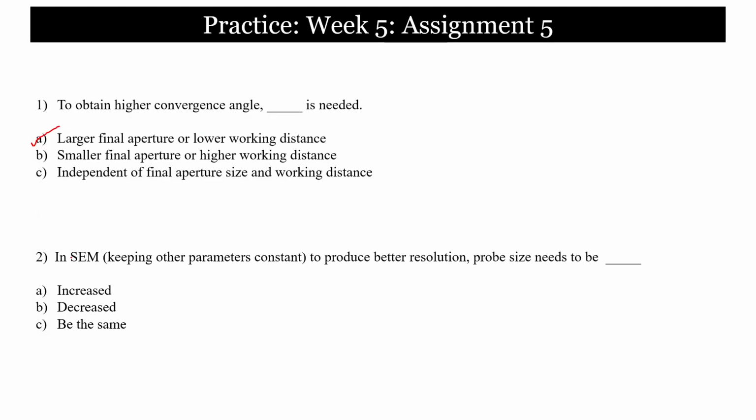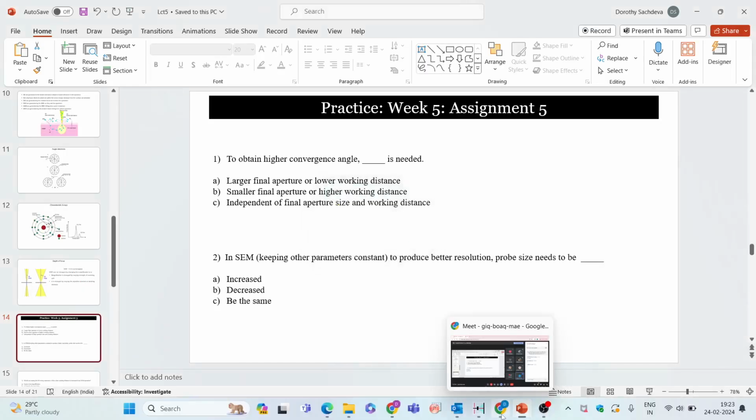The question number 2 says, in SEM, keeping other parameters constant to produce better resolution, probe size needs to be increased or decreased to have a good resolution. Good resolution means the probe size should be, anyone? We have discussed it multiple times in our lectures. Anyone?